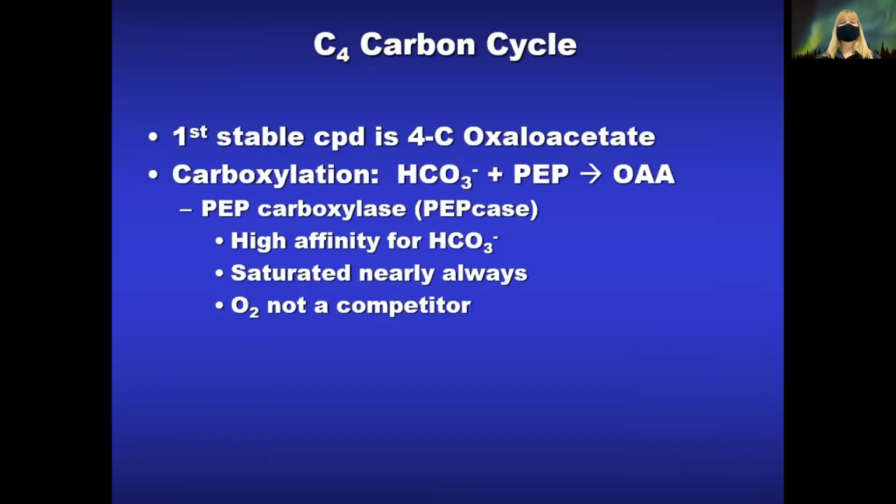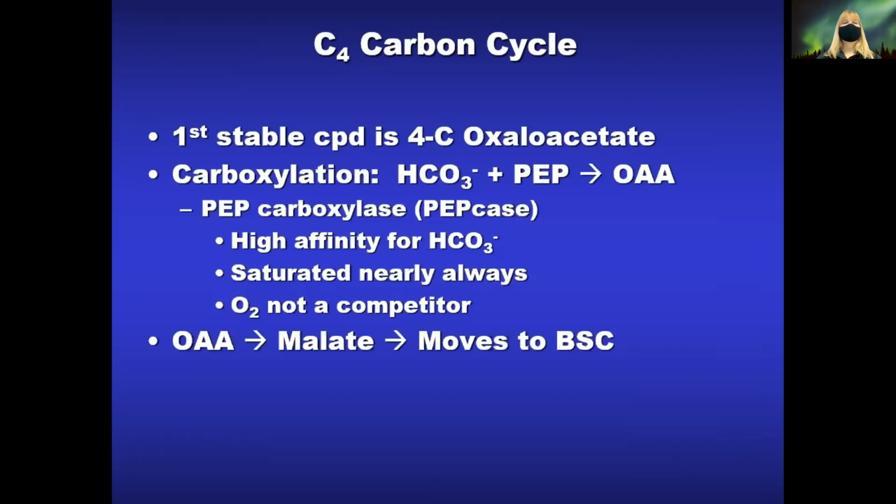And you end up with oxaloacetate, which then gets rearranged to malate. It doesn't lose a carbon or anything. It just gets rearranged into malate. And then it's malate that I think of as the vector, because it's going to physically move now and shift over to the bundle sheath cell, BSC.